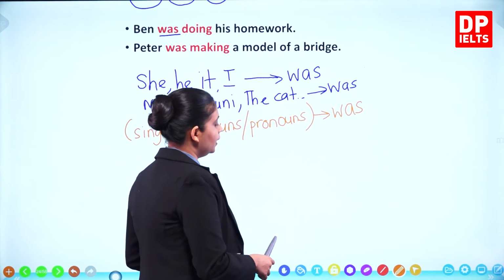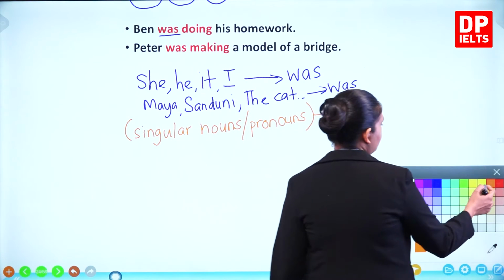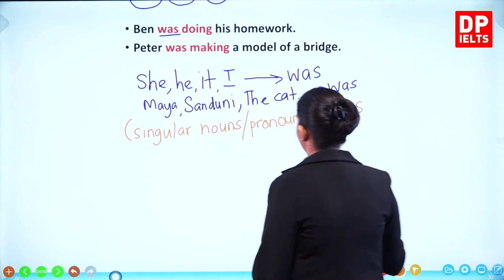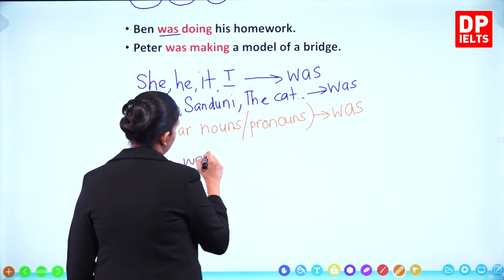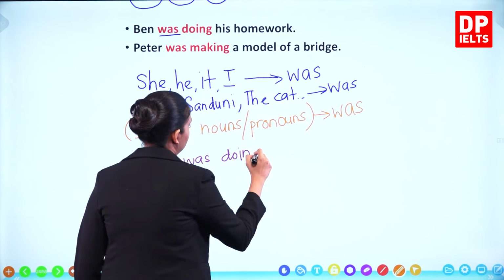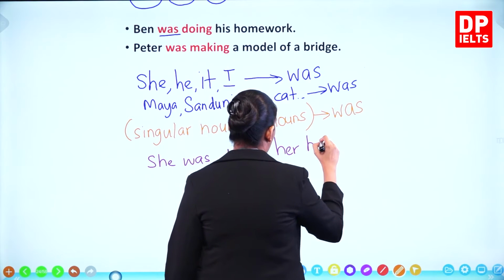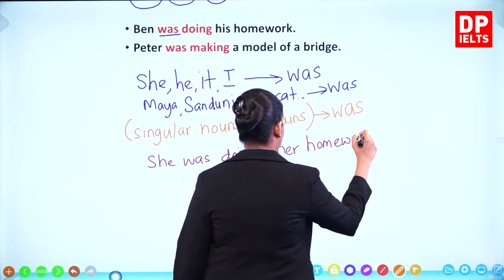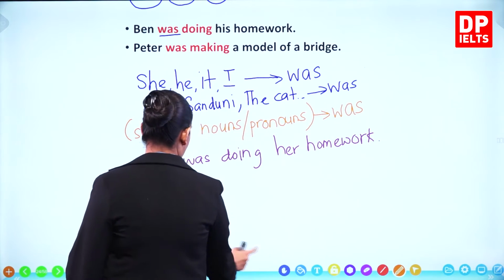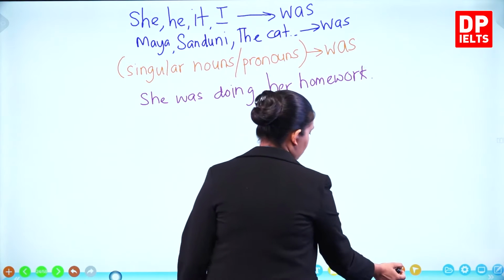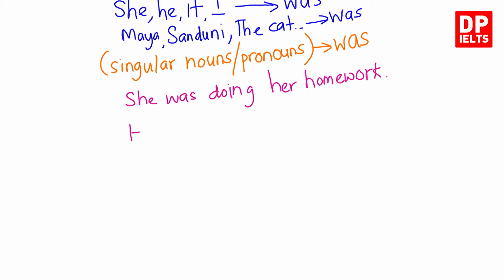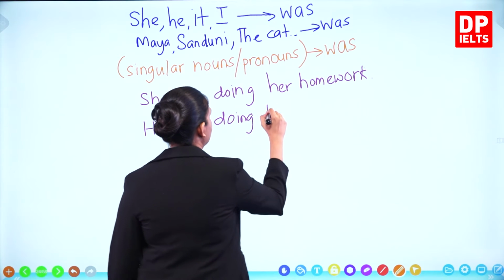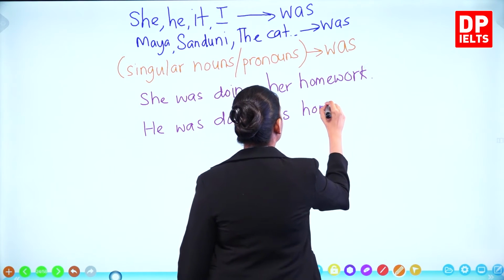Next we will have a look at some examples with that, right? Let's see. She was doing her homework. I think I'm going a little crooked, but don't worry about that. Let's have a look at the example. He was doing his homework.